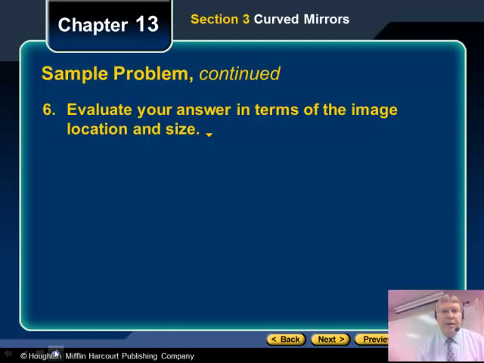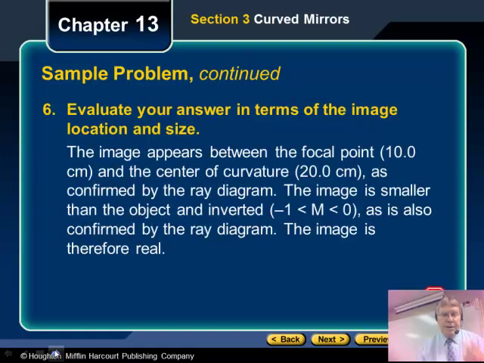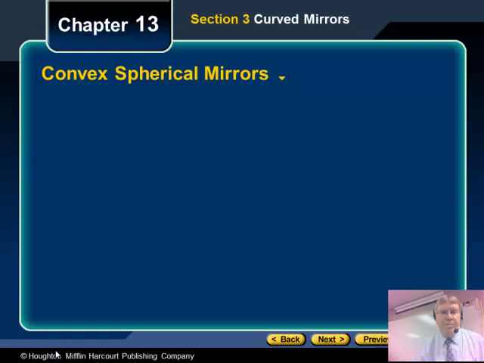Okay, we'll just go through this. In evaluating this, it makes sense because of the diagram that we had drawn. We see that the object was smaller than the image, and a magnification of 0.5 means it's half the size. So that all makes sense.